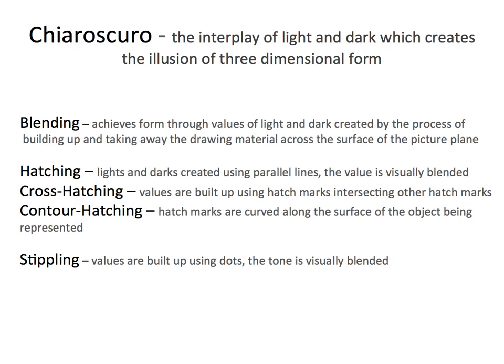Okay, so that first word that I said earlier is chiaroscuro at the top. It's pronounced chiaroscuro. It's an Italian word, and it means the interplay of light and dark, which creates the illusion of three-dimensional form. And there are several ways we can achieve chiaroscuro. The bottom section of this slide shows us that we could achieve chiaroscuro by blending.